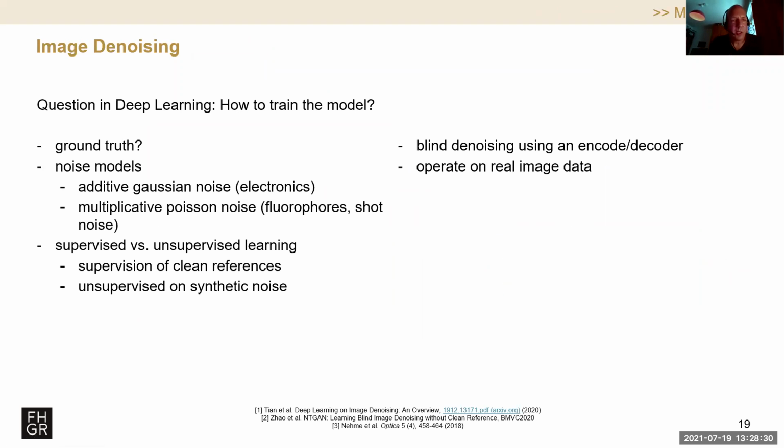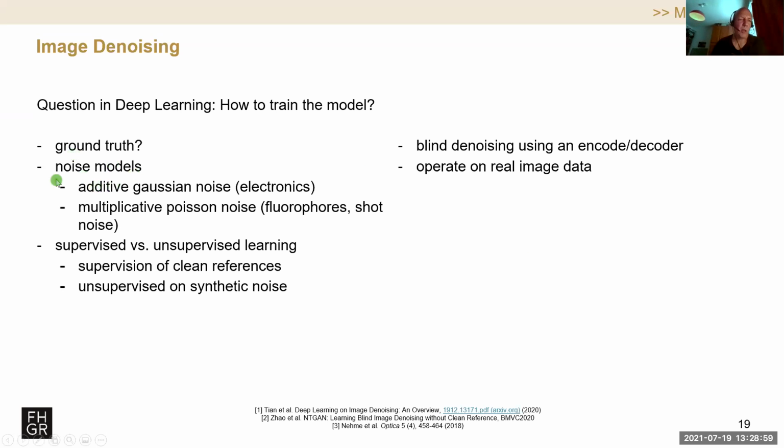Now, another task that is being done is image denoising using deep learning. The question is, how do we train the model? What can be put in? Before, we used something like an annotated data set. And here, what are we going to use? Is there a ground truth? Possibly we do have images that are not affected by noise, but more likely we don't. We have only noise models.